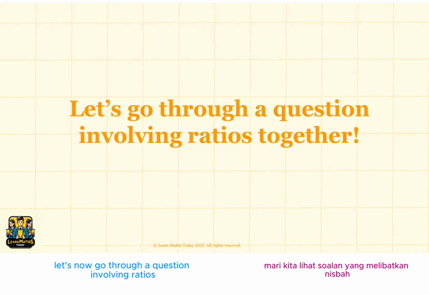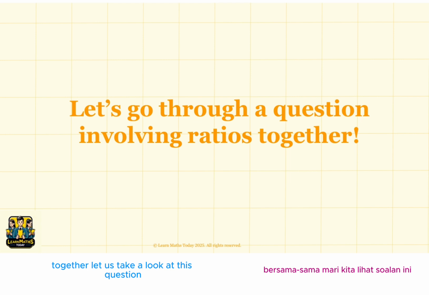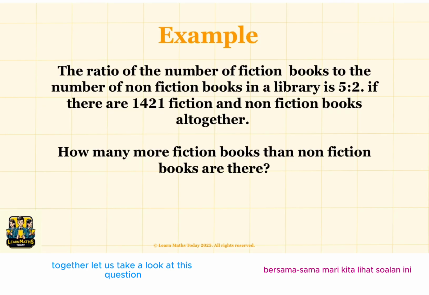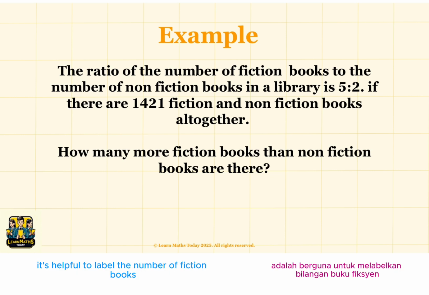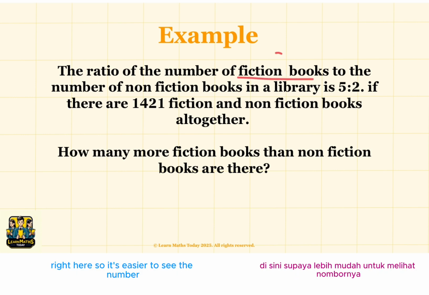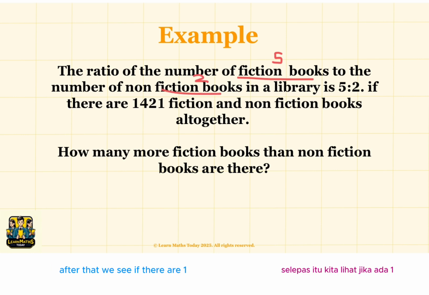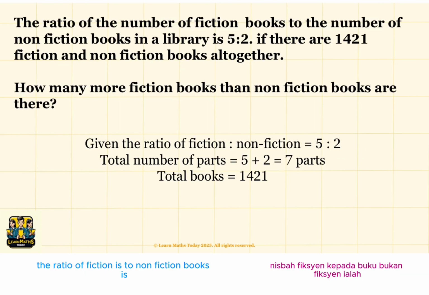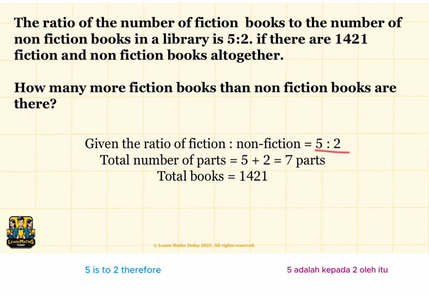Let's now go through a question involving ratios together. Let us take a look at this question. The ratio of the number of fiction books to the number of non-fiction books in a library is 5:2. It's helpful to label the number of fiction books right here, so it's easier to see the number. After that, we see if there are 1:1 fiction and non-fiction books together, how many more fiction books than non-fiction books are there? As we know, the ratio of fiction to non-fiction books is 5:2.